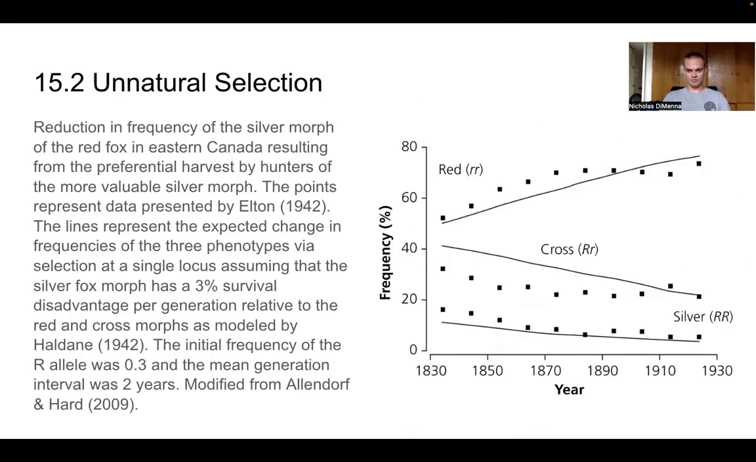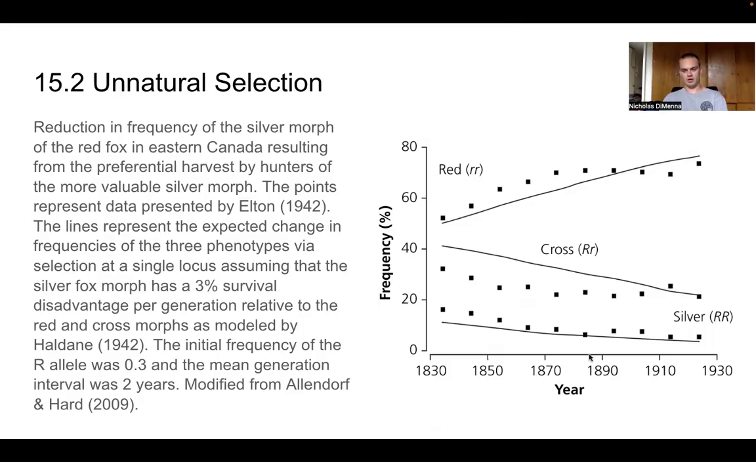Yeah, so I referenced this example with foxes. This is a paper on foxes that were hunted, the red fox, in the early 19th and 20th century. Hunters preferred to harvest the silver fox, the silver morph of the red fox.